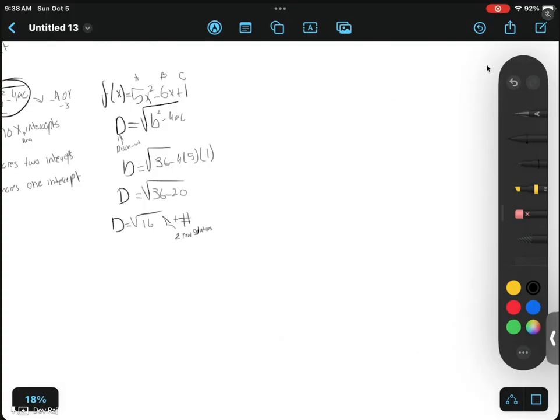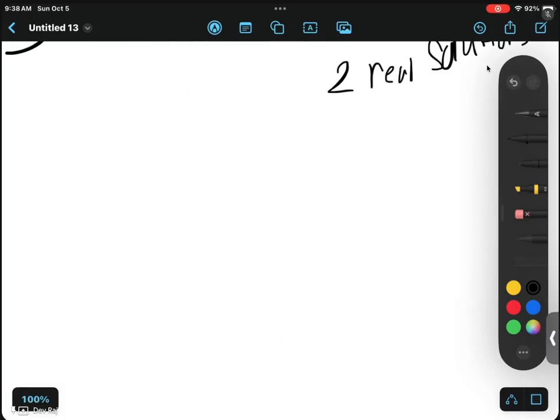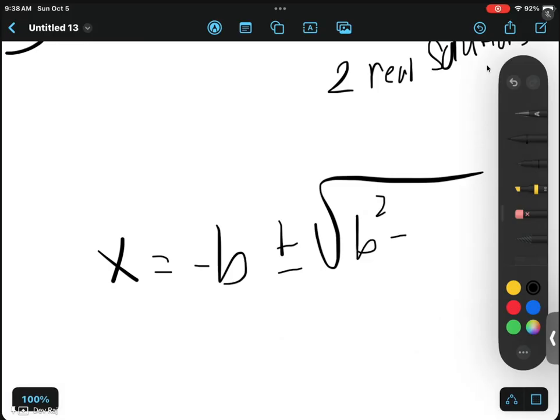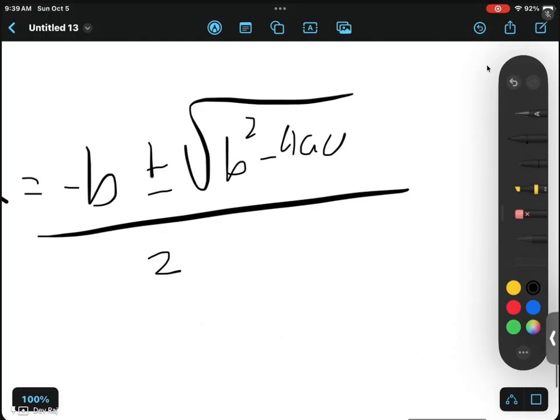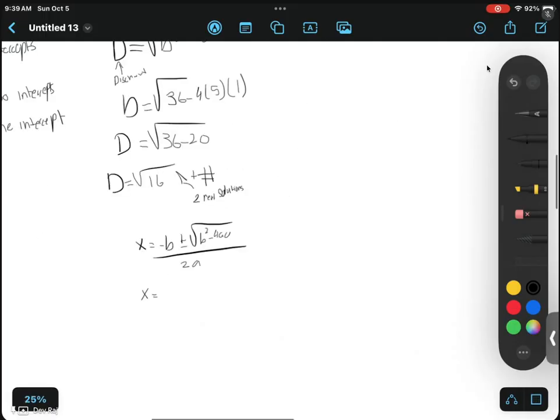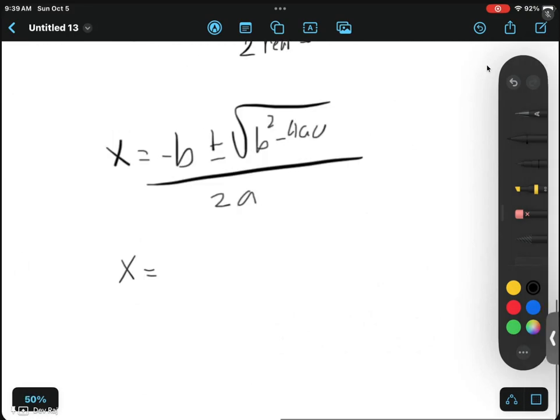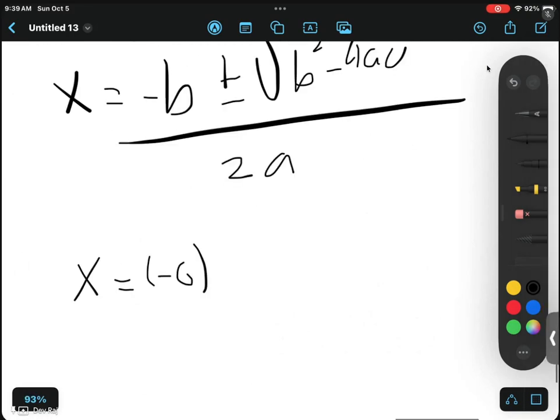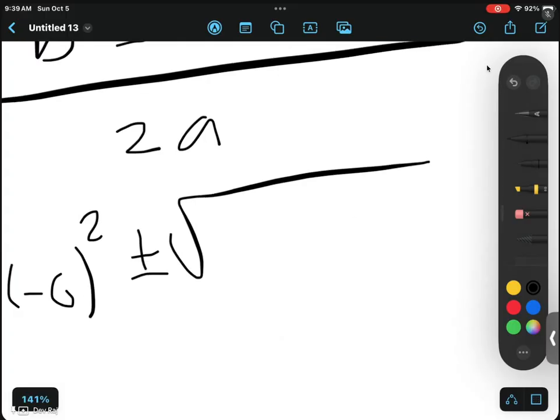Right? Okay, now that we know that we have real solutions, let's try actually solving it. So when we solve it, it becomes x equals negative b plus minus the square root of b squared minus 4ac all over 2a. So let's substitute our values in. So we said b was negative 6. So it becomes negative 6 squared plus minus, we said negative 6 was our thing. Oh, oops.